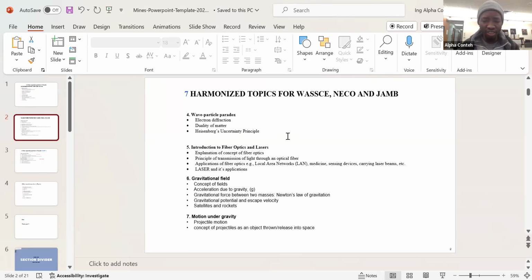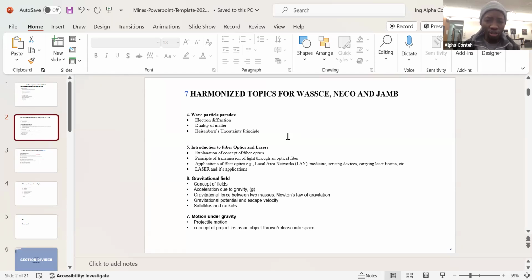questions are always coming on the first part. You see, you should be able to recognize the explanation of concepts in terms of fiber optics, and that as well goes for lasers. You should be able to know the uses that relate between fibers and lasers. So this again is another frequent topic. Another frequent topic normally drawn is gravitational field.